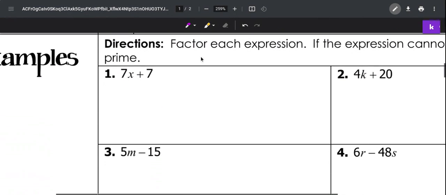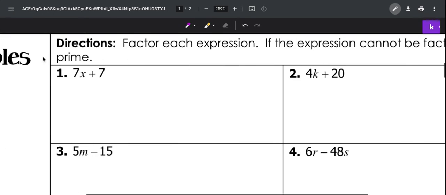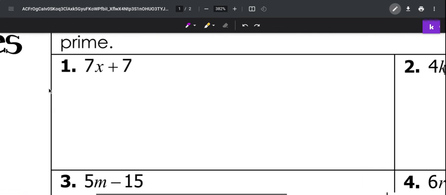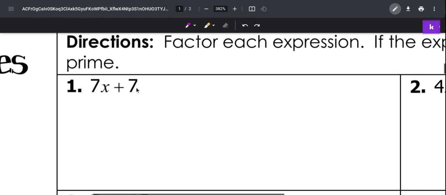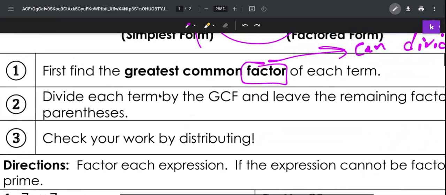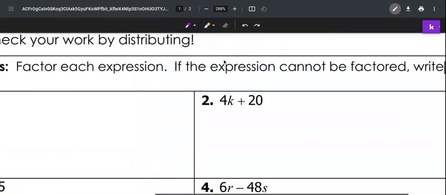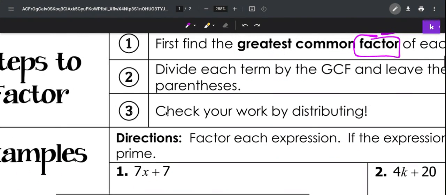So first of all, it says factor each expression, and if the expression cannot be factored, write prime. So here's what that means. Well, actually, let's do prime separately. We'll handle prime in a minute. Right now, let's just focus on factoring. So look at number 1, 7x plus 7. Now, here's what this basically says. We have a variable term plus a constant. We want to reverse distribute this, or factor it, and we want to end up with a version that looks like this. Now, to do that, we have to find the GCF of 7.